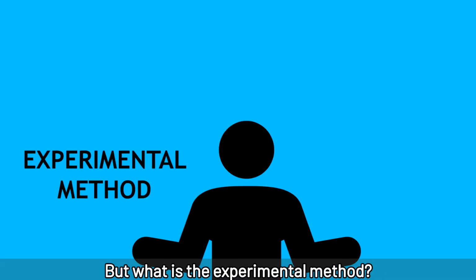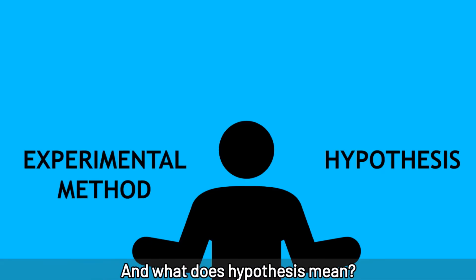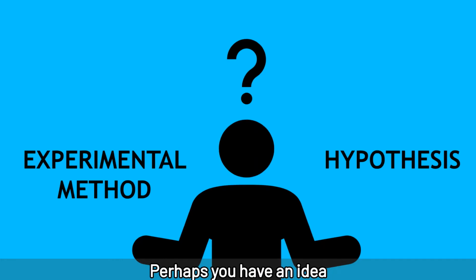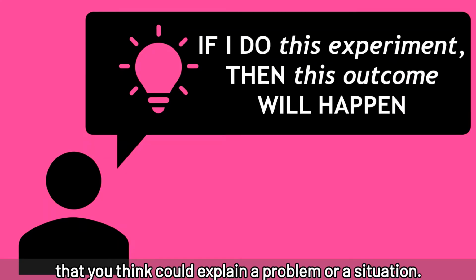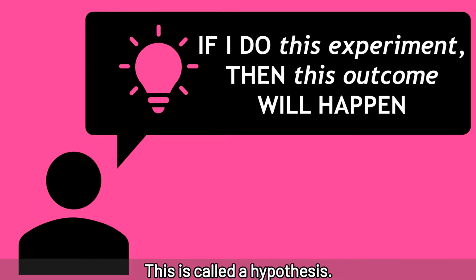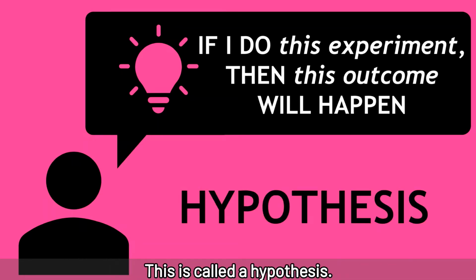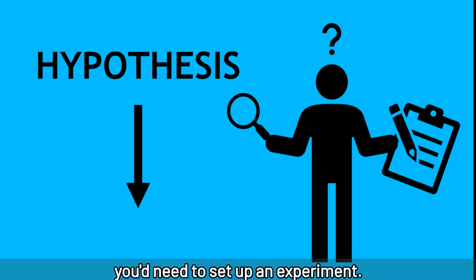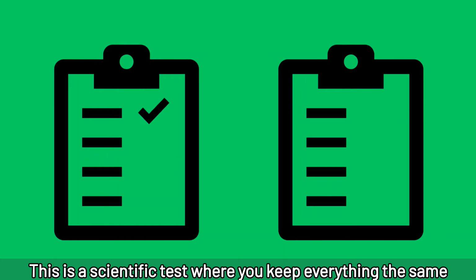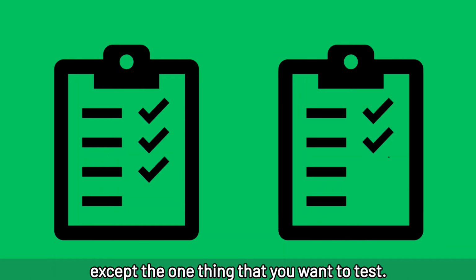But what is the experimental method, and what does hypothesis mean? Perhaps you have an idea that you think could explain a problem or a situation. This is called a hypothesis. To find out if your hypothesis is correct, you'd need to set up an experiment. This is a scientific test where you keep everything the same except the one thing that you want to test.